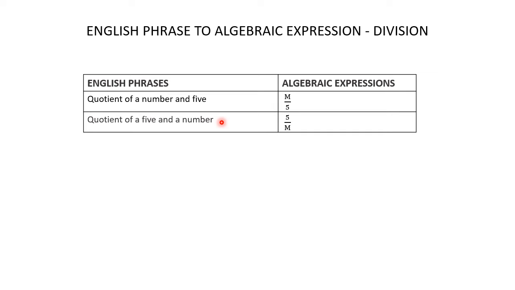Next, quotient of 5 and a number. Let the number be m. So quotient of 5 and m is written as 5 divided by m. Quotient of a number and 5 is written as m divided by 5. Quotient of 5 and a number is written as 5 divided by m. Hope you got that.